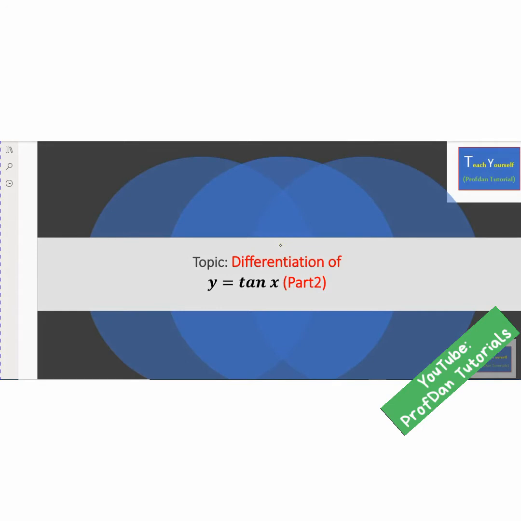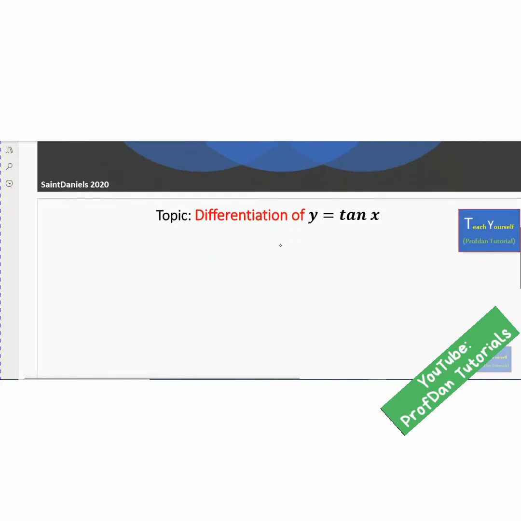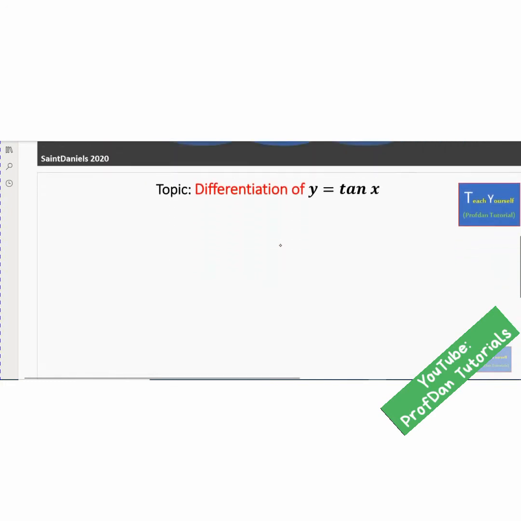Hi everyone, and welcome once again. In part 1 of this differentiation of a tangent function, we established that when you differentiate a tangent function, we are able to show using the quotient rule that the differentiation of tan x will give you sec squared x, or 1 plus tan squared x. In this video, I will be taking you through some typical examples for better understanding.